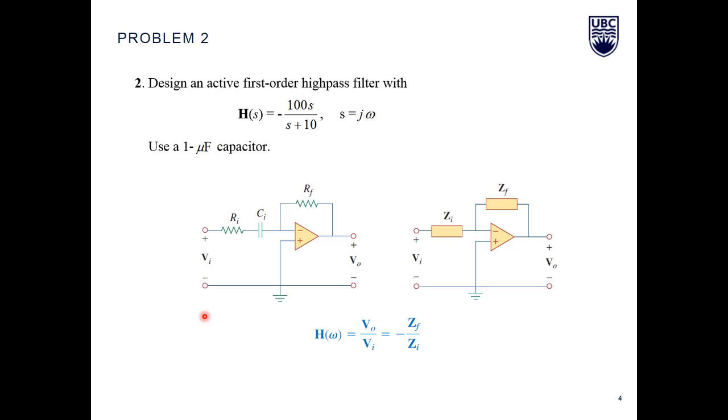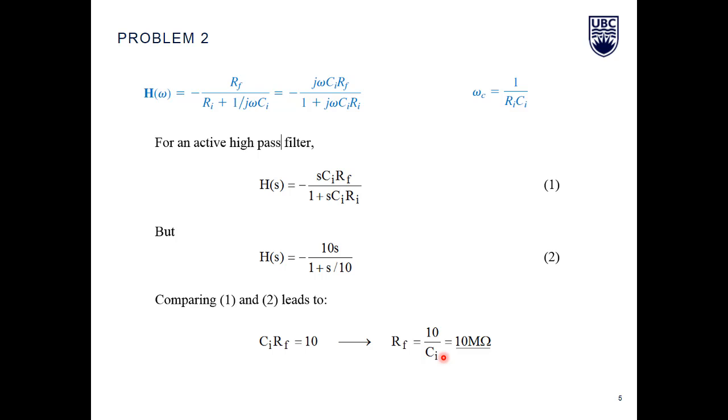So the general circuit for a high pass filter, first order high pass filter, is a series connection of Ri and Ci at the negative input of the op amp and Rf as the feedback impedance. So again, we use this inverting relationship between output and input. So we have H of omega equal to Vo over Vi, which is equal to minus Zf over Zi. And so Zf is Rf, and Zi is the series connection of Ri and Ci.